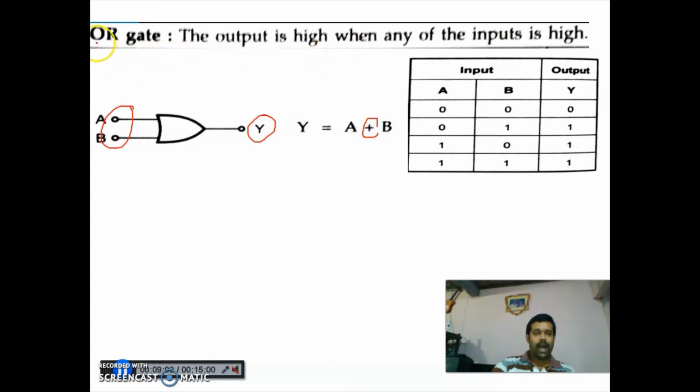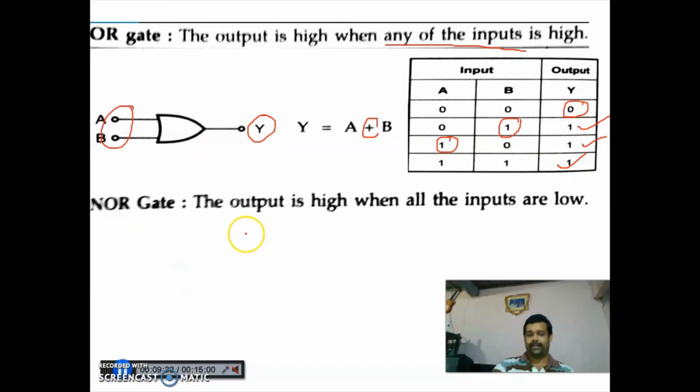The output of the OR gate is high when any one of the inputs is high. Even if any one of the inputs is high, the output is high. So the first combination 0 0: both the inputs are low, so the output is low. Second one, the B input is high, so the output is high. Next, the A input is high, the output is high. Next, both the inputs are high, and the output is also high.